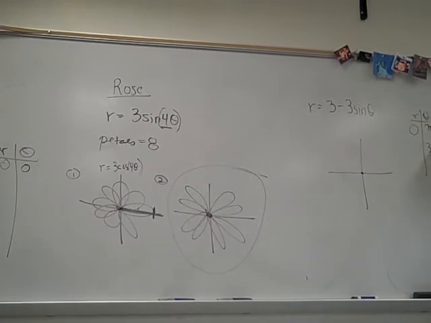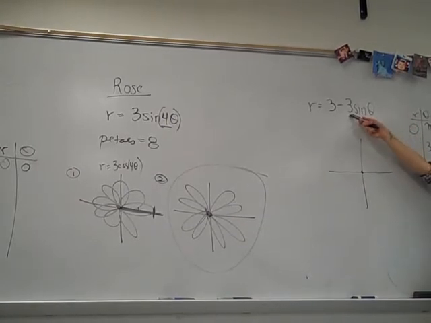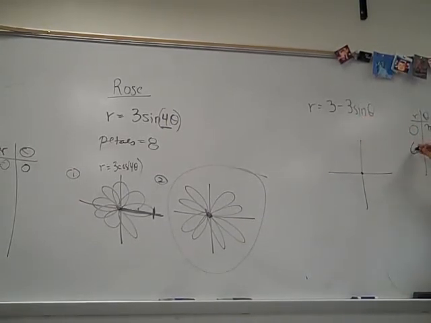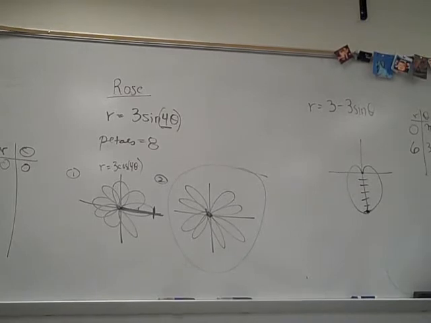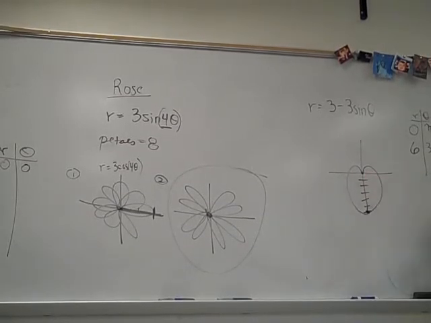What about 3 pi over 2? The sine of 3 pi over 2 is negative 1. So times negative 3 is positive 3, and now we've got 6. So at 3 pi over 2, I'm 6 in this direction. I still don't know. It could be the other way. But that indentation has to come in at 0. Oh, it has to? It does. Oh, okay.